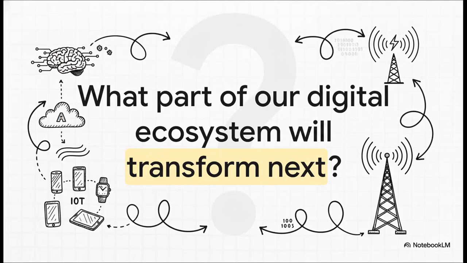And this all leads to a final big question for you. We've mapped out the ecosystem as it stands today. But with AI making our software smarter, the Internet of Things connecting more and more hardware, and 5G making networks crazy fast, what part do you think is about to have its world turned upside down? The truth is, a change in one area is going to create a tidal wave through all the others. So the real question isn't just what will change, but how are we all going to adapt when it does?